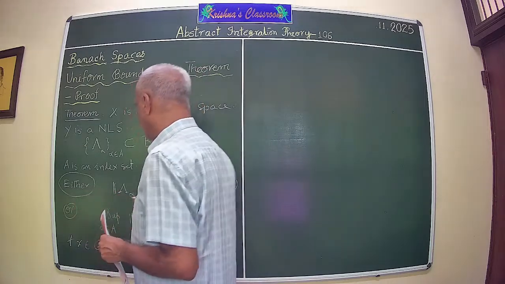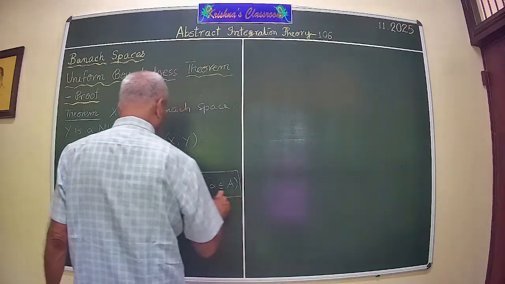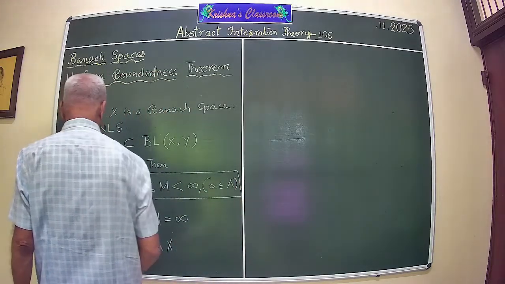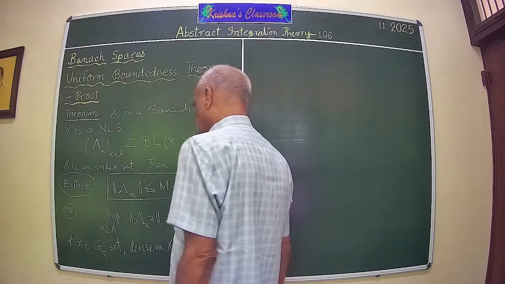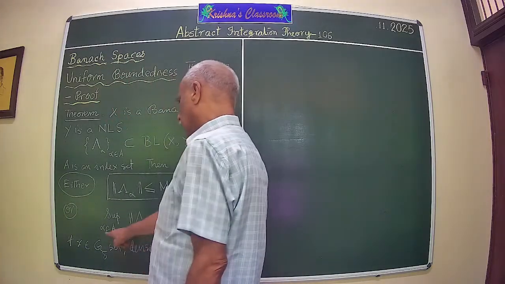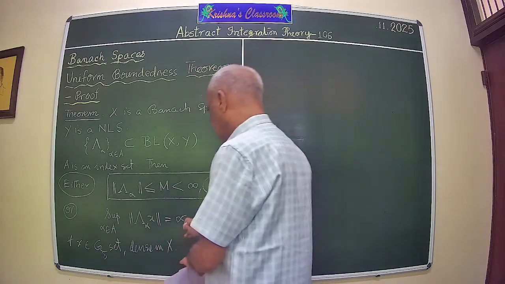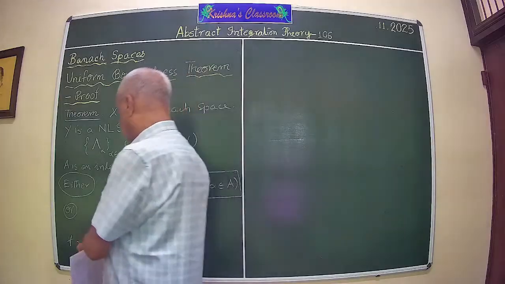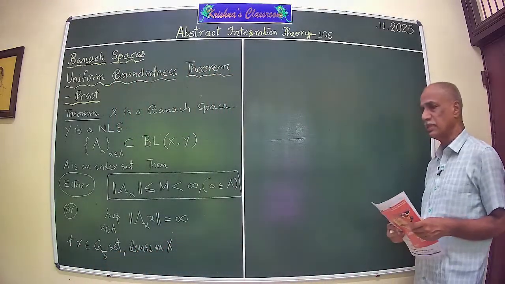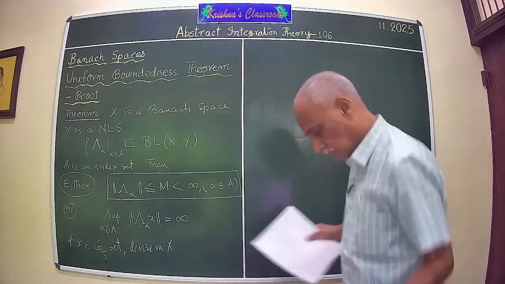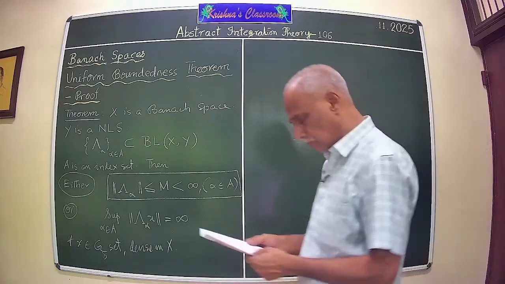The collection could be either uniformly bounded, or if not, what you can say is that the supremum over alpha belonging to A of the norm of lambda alpha x would be infinity for each x belonging to a G delta set, which is dense in X. So these are the two possibilities that can happen. We will now discuss the proof of this theorem.